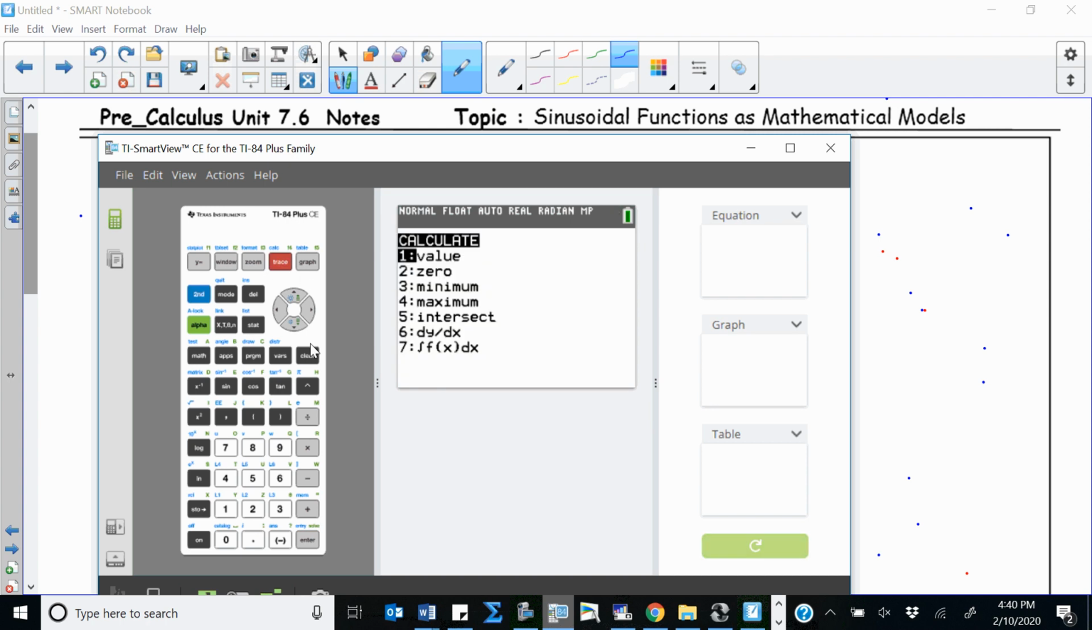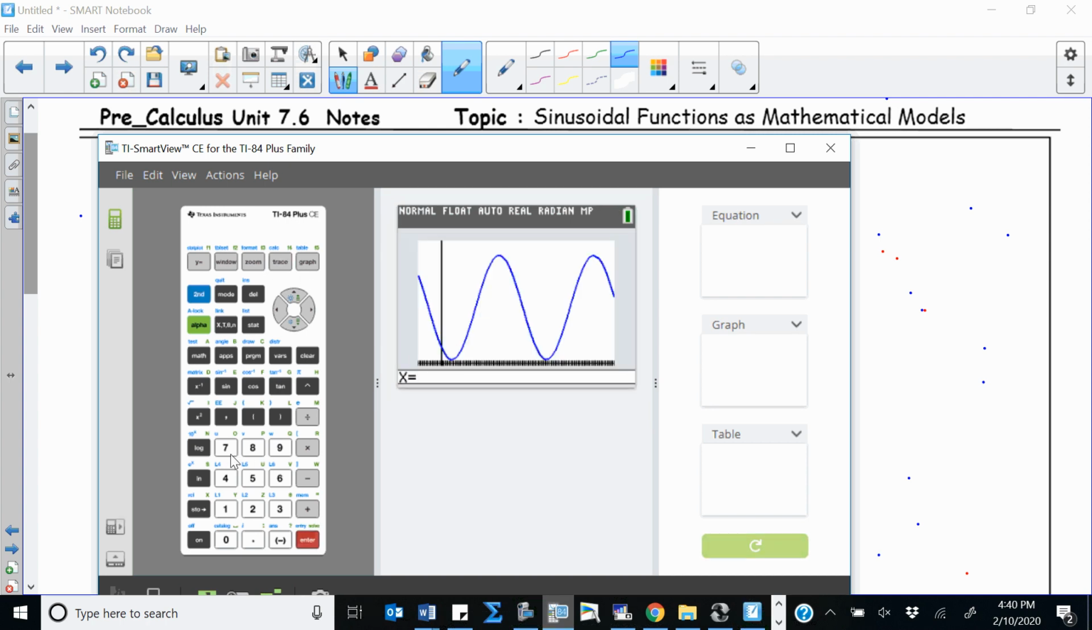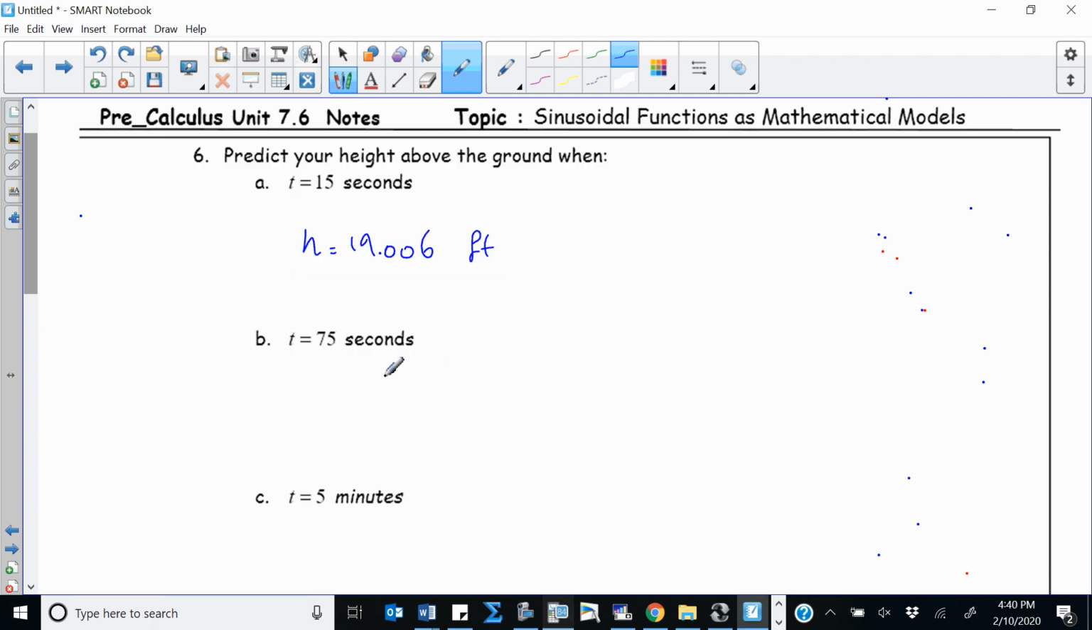Second trace value, this time for x we're going to enter 75, and it's 78.17. So height is 78.17 feet.